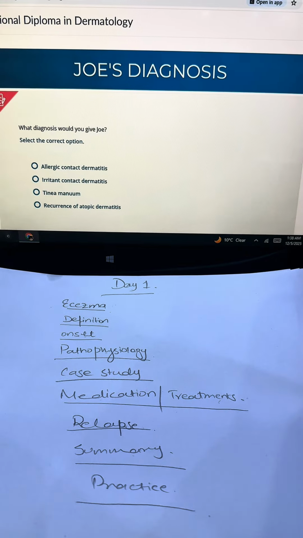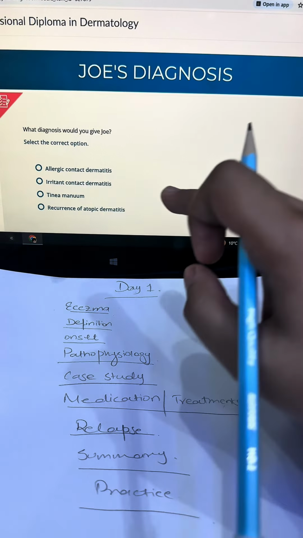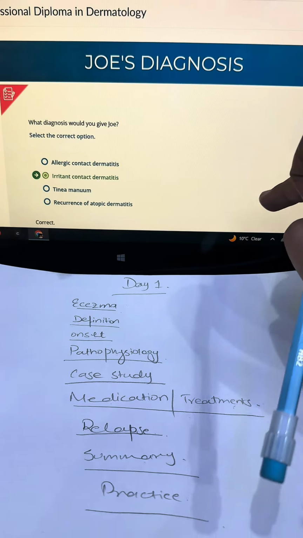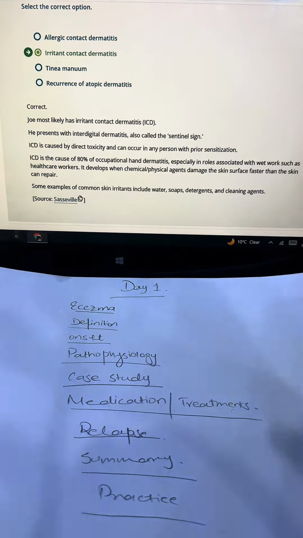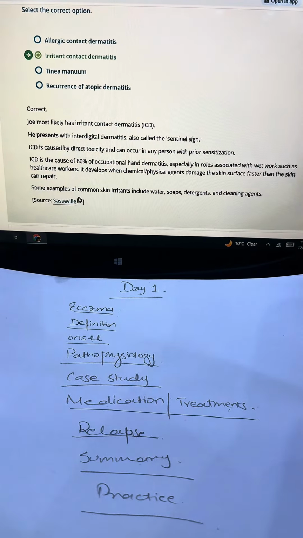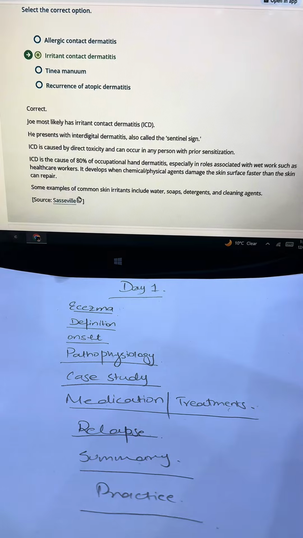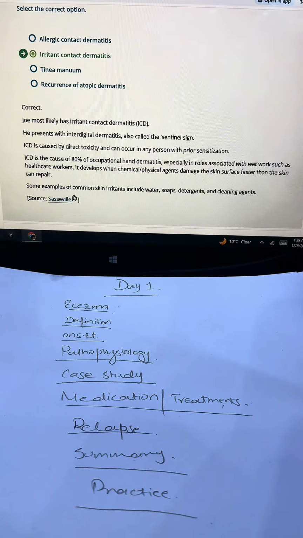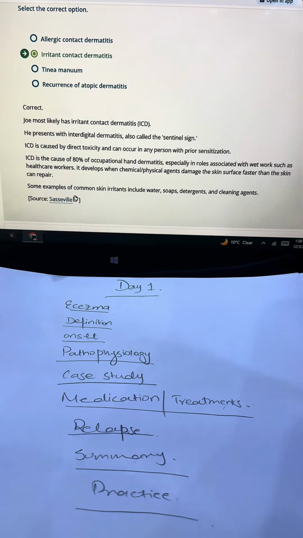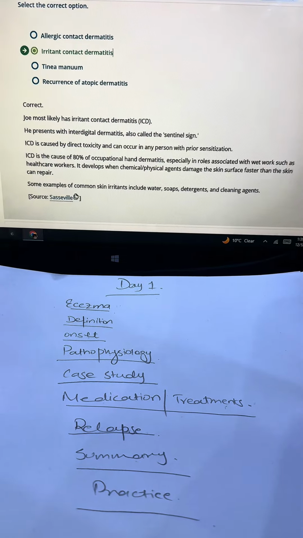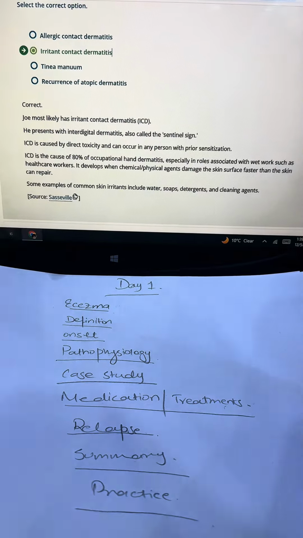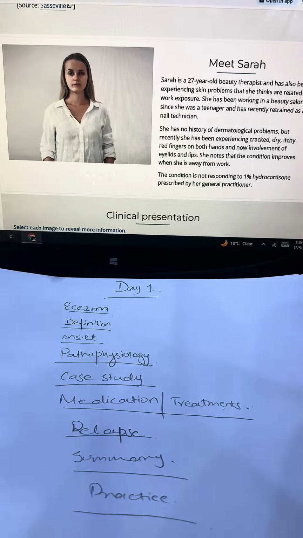What diagnosis should we give? It is irritant contact dermatitis. Yeah, okay, it's good. The details of irritant contact dermatitis are sensitizing signs, direct toxicity, and sensitization. Okay, let's move forward.